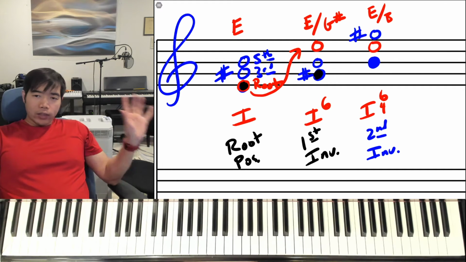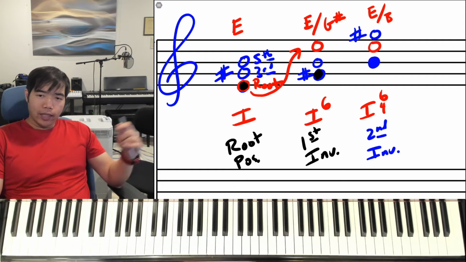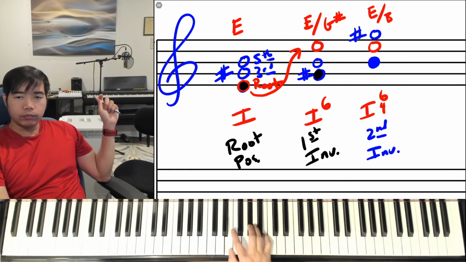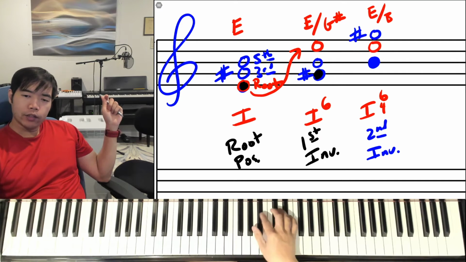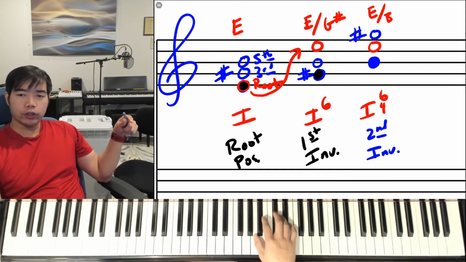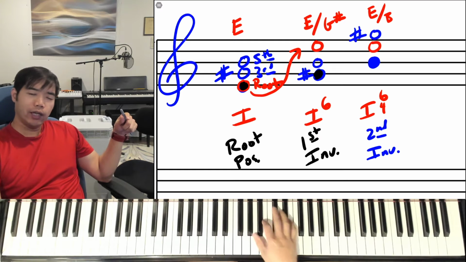So every one of these chords is based on this. In the original cadence, we started in root position. Now what we're going to do is first inversion, and then second inversion.